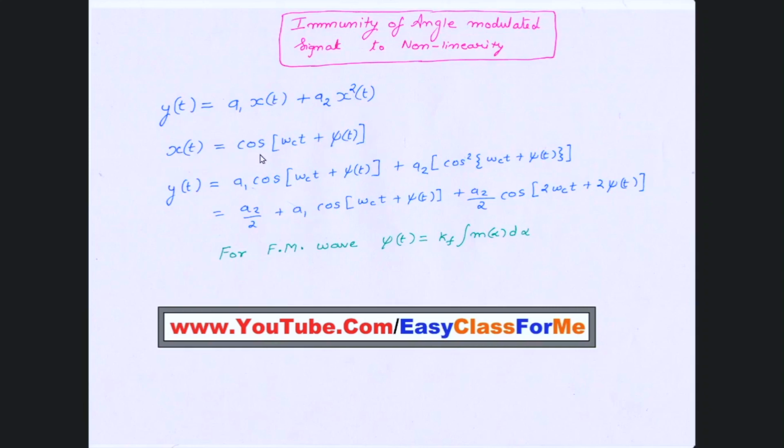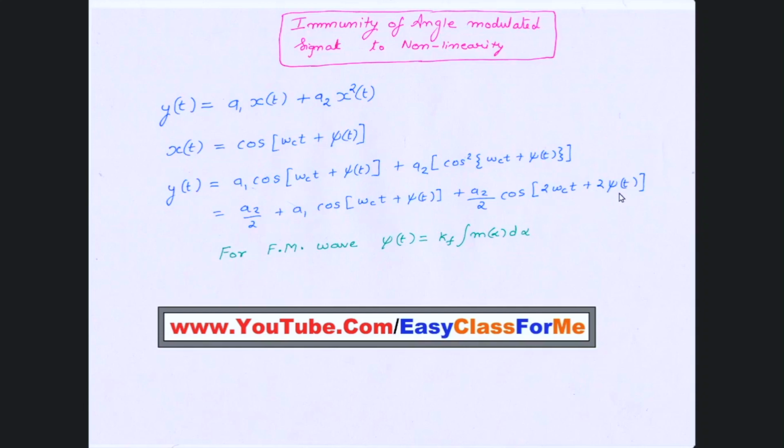Now x(t) is cos of omega ct plus psi t. This is the general equation of exponential modulation. You substitute these values here and simplify them, you will get this expression. That is, you have got cos omega ct plus psi t. Here your carrier and message are perfectly preserved because psi t is there and cos omega ct was your carrier.